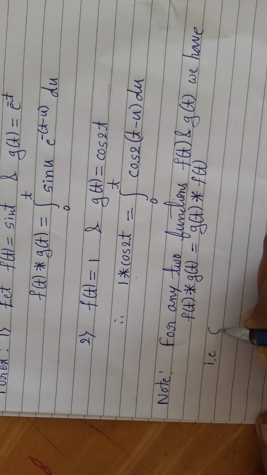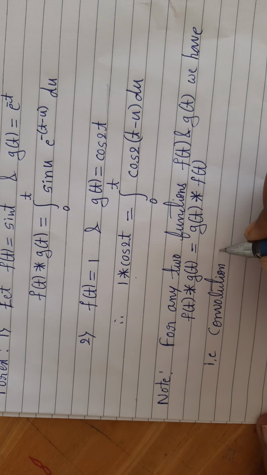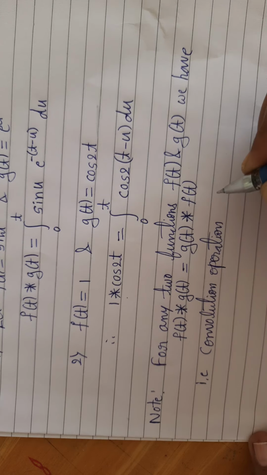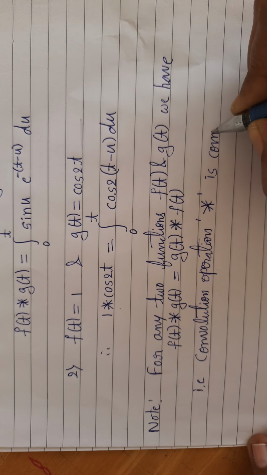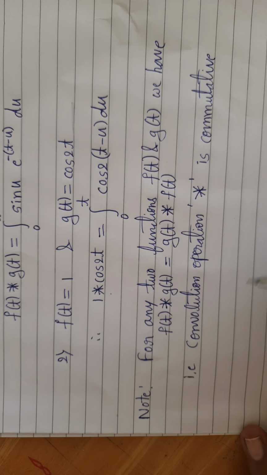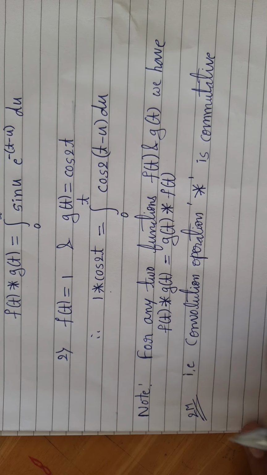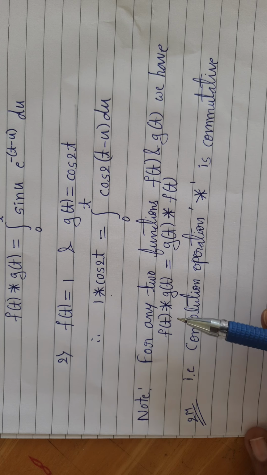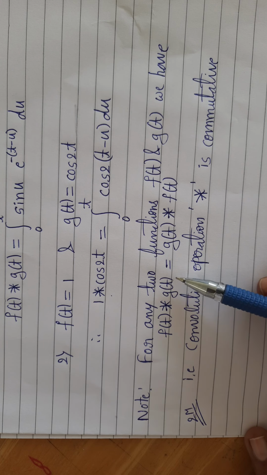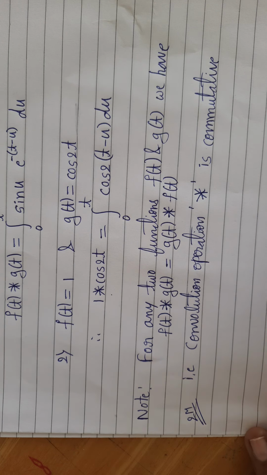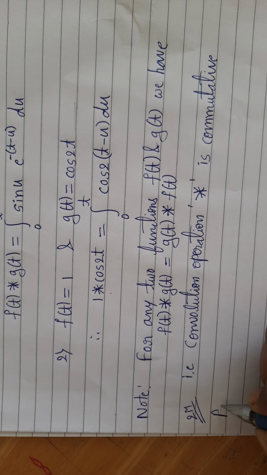That is, the convolution operation star is commutative. It will be asked for the 2 mark section. That is, the convolution of f of t and g of t is the same as the convolution of g of t and f of t. Let us prove this result.